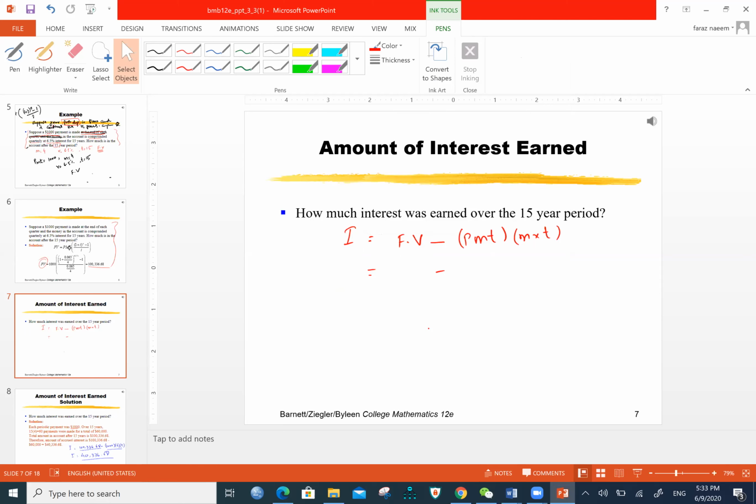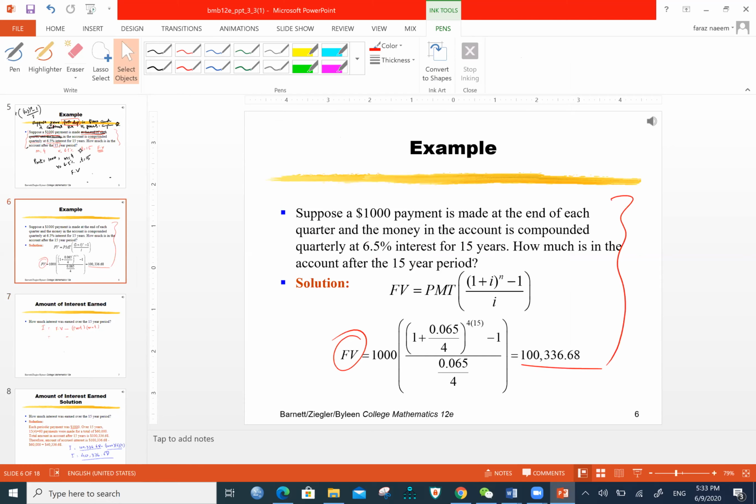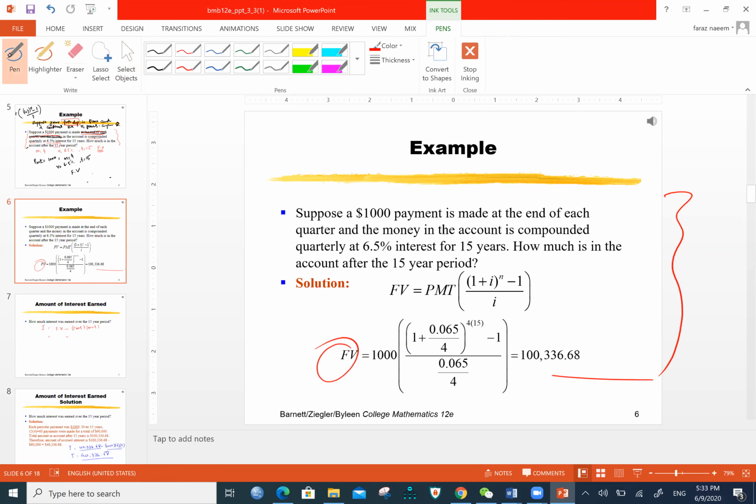Okay. So my next question is, if we solve this problem, our future value is 100,000. Now, what would be the interest? Who can tell me what would be the interest? 336.68. How do we calculate it? I don't know.